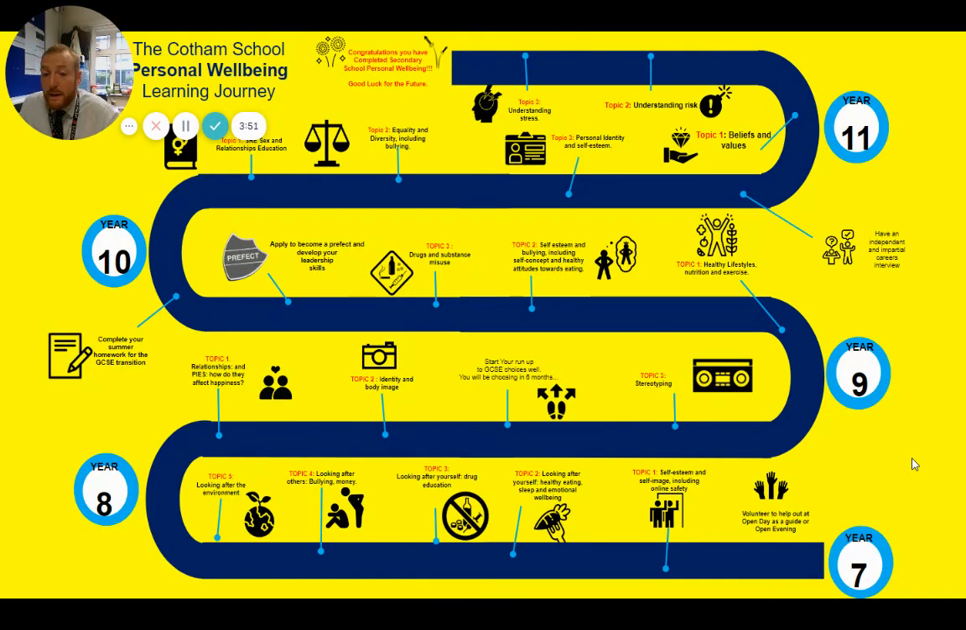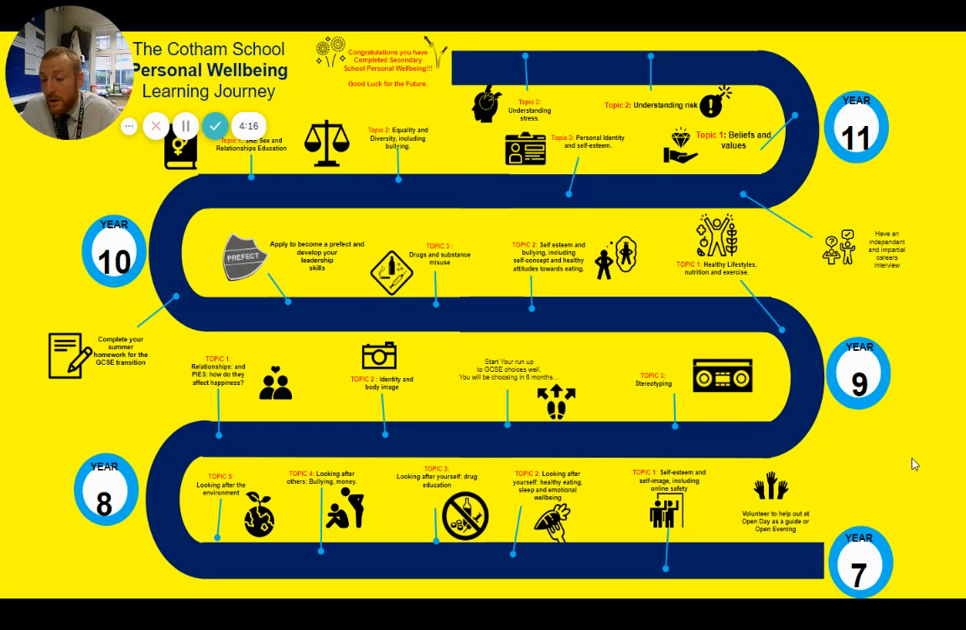Personal well-being. So in Year 7 and 8, personal well-being is taught as PSHE, physical, social, health and economic education. In Year 9, they start a qualification known as personal wellbeing, which will take 3 years to complete by the end of Year 11. So in Year 7, the topics are focusing on self-esteem, self-image, including online safety.